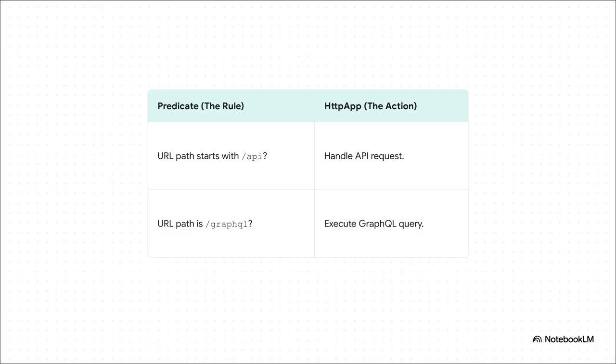And this really shows you the core relationship, right? It's always a super clear connection. One specific rule is tied to one specific action. So if your rule, your predicate, is asking, does the URL start with /API, then its partner is going to be the HTTP app that knows how to handle API requests. Simple. If the rule asks, is the path exactly /GraphQL, then its partner is the app that runs your GraphQL queries. It's a beautifully clean one-to-one mapping.